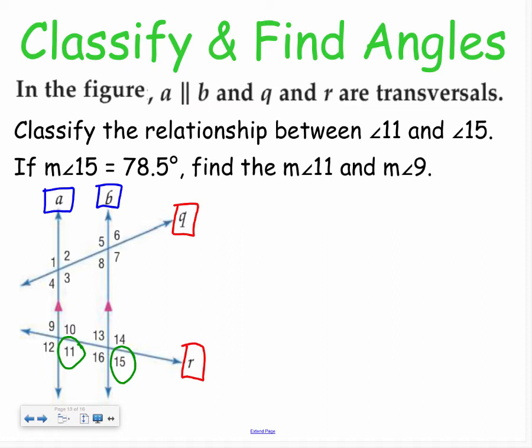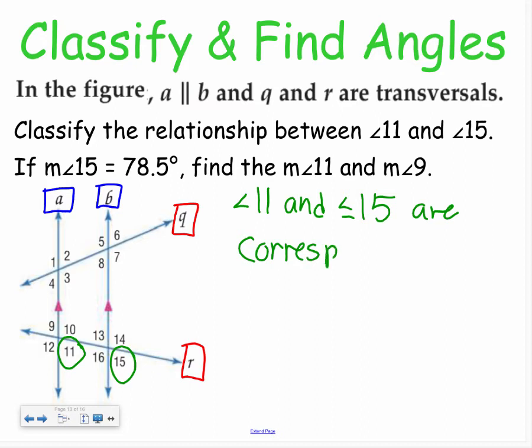That leaves us with corresponding, so we want to check. 11 is in the bottom right position. 15 is also in the bottom right position. So we would say angle 11 and angle 15 are corresponding angles.